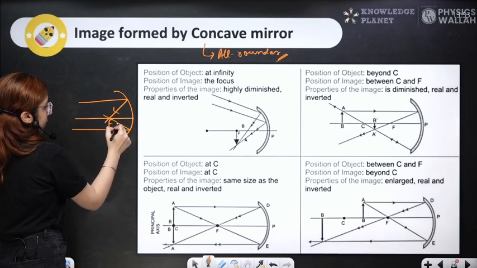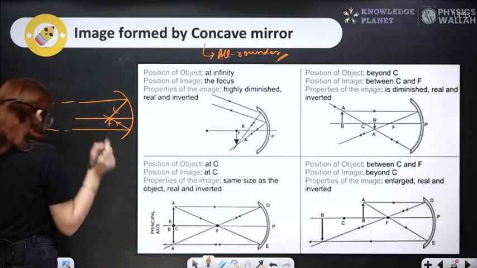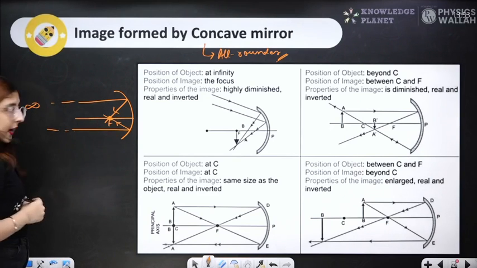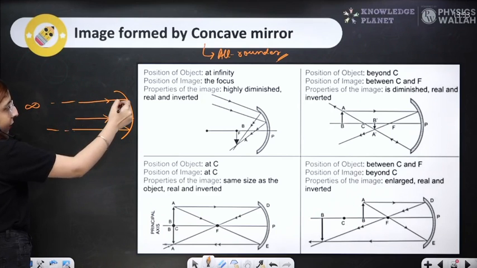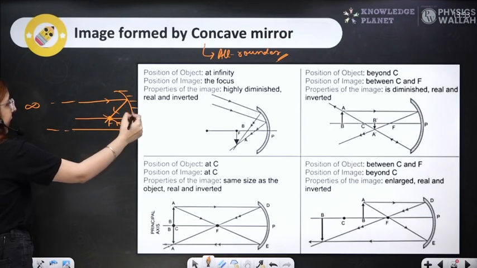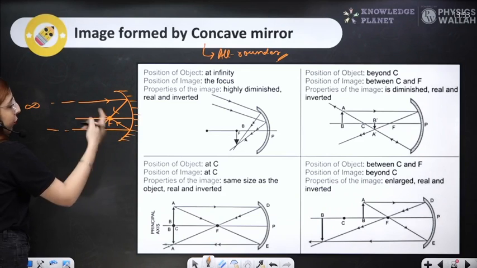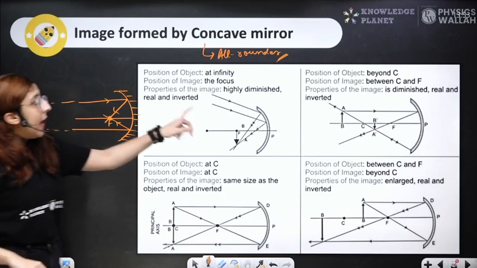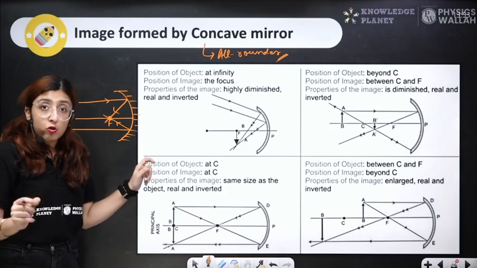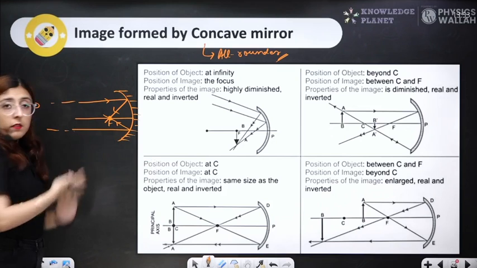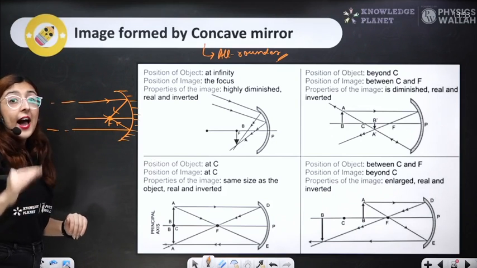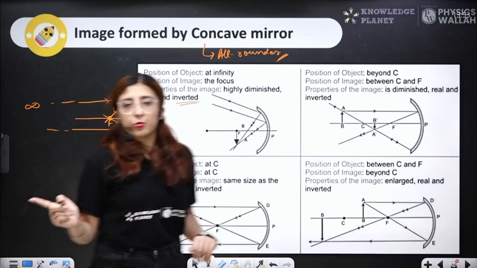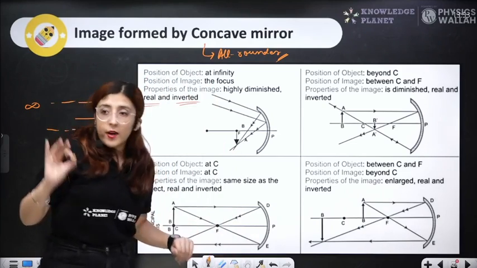Yeah. So when the object is kept at infinity, my image will be at focus. Right? Simple. The rays are parallel. Of course, after reflection from a concave mirror, they will actually move through focus only. So when the object is at infinity, the image is formed at focus and it will be highly diminished. Moreover, forming in front of the mirror. So yes, it will be real and inverted. Real is always inverted.